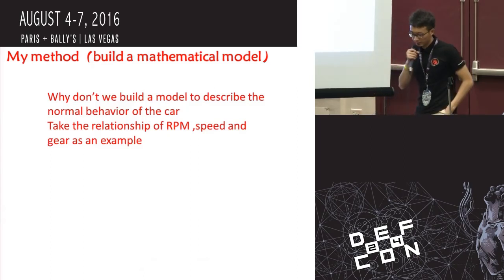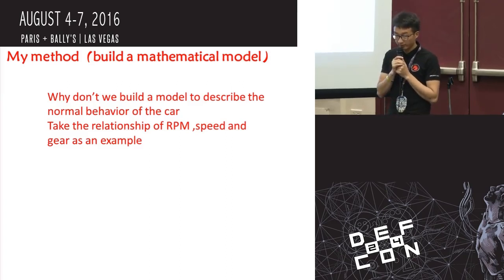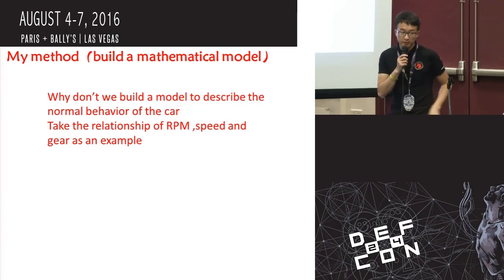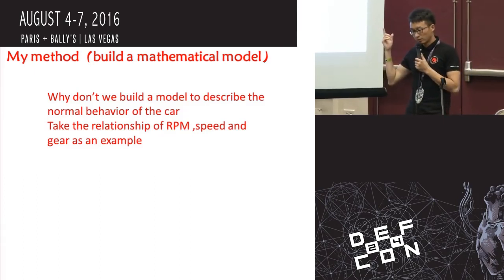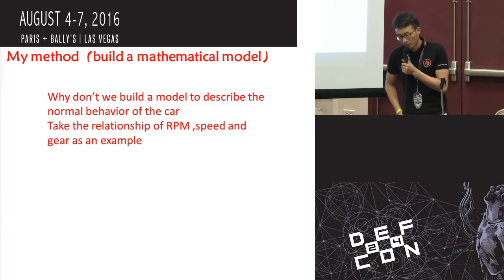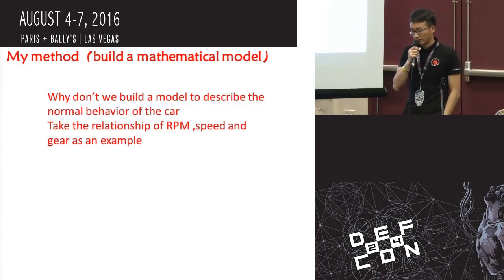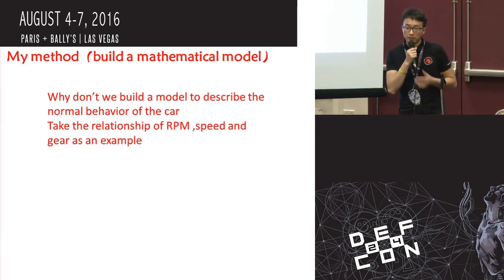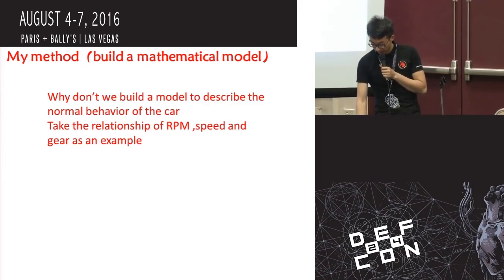Why are those methods not very good? Because they are not considering temporal features. For example, speed is a continuous variable, and entropy-based anomaly detection cannot handle it. For example, the speed at time t is 60 kilometers per hour, and at t plus one the speed suddenly changes to 100 kilometers per hour. That kind of anomaly they might not be able to detect.